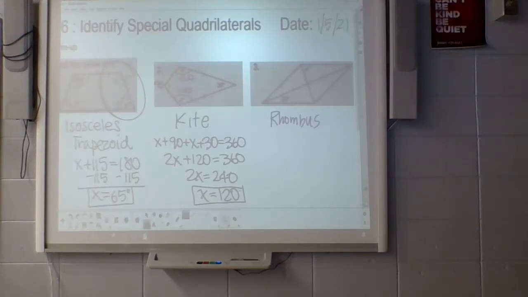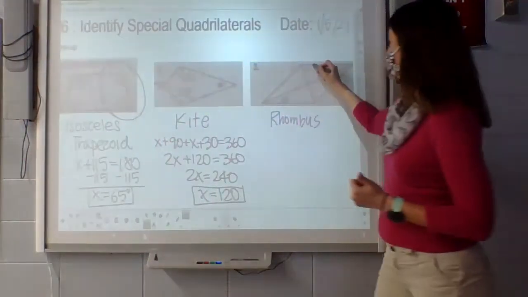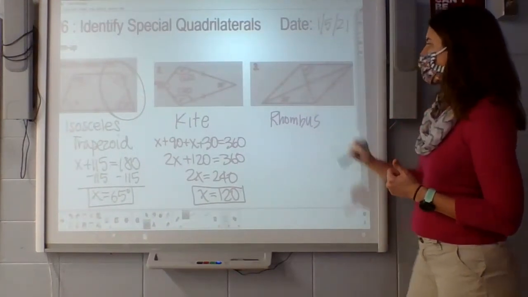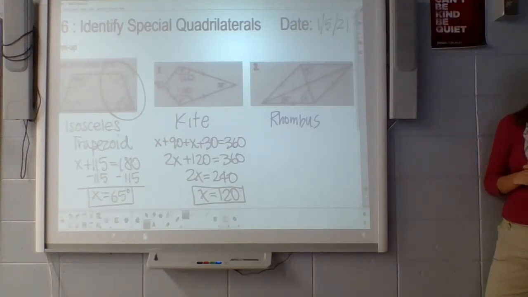Anytime I see a shape like this, I always see those alternate interior angles. So I know that this and this are the same, so that's going to be x. But that's not going to be enough information. What else do you guys think here?